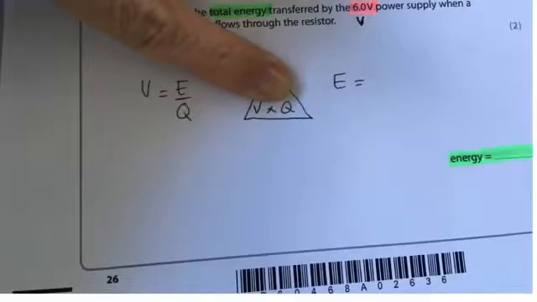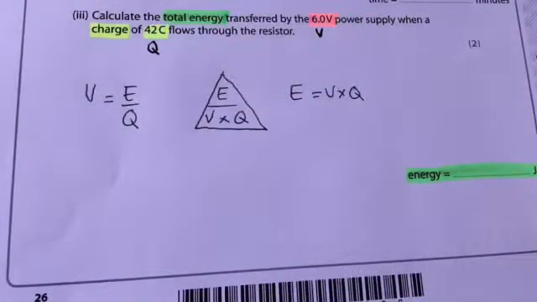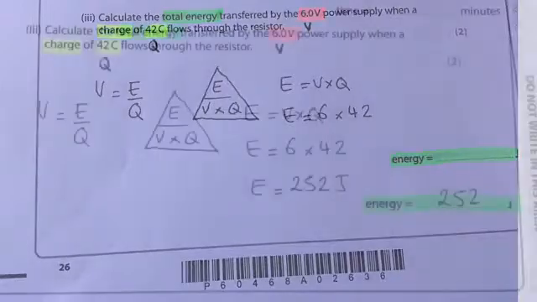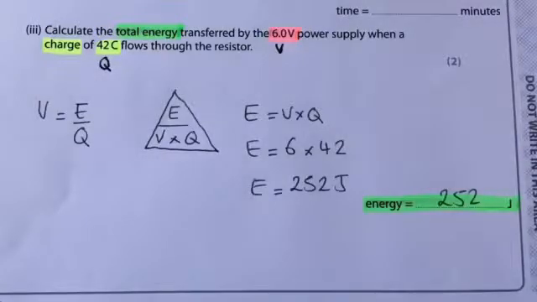So it's time to substitute our values in, and by highlighting them carefully at the start, it's easy for us to substitute the 6 volts for our voltage and the 42 coulombs for our charge. Timesing them together, we get 252, and that will be in the standard unit of joules. So we've got 252 joules.